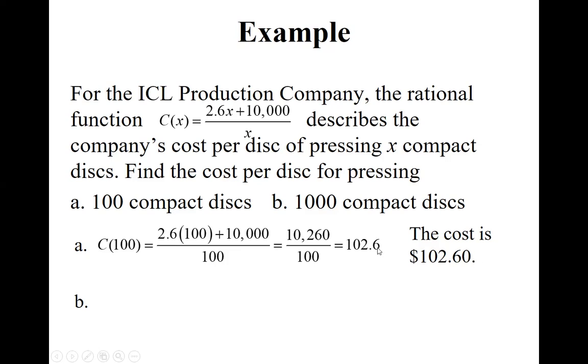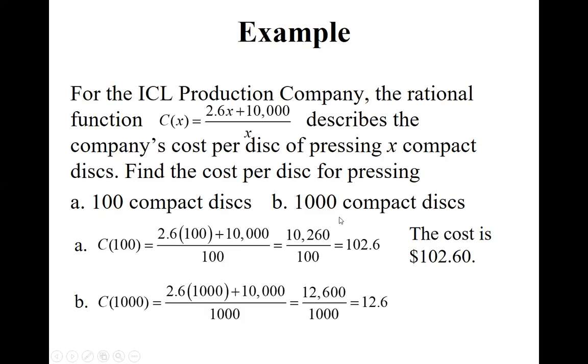For 1,000 compact disks, we plug in 1,000 for x. We are looking for C of 1,000. 2.6 times 1,000, that's 2,600. Plus 10,000 is 12,600. Divided by 1,000 is 12.6. So the cost for pressing 1,000 compact disks is $12.60 per disk.